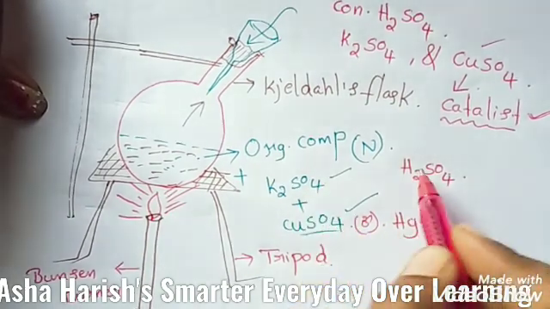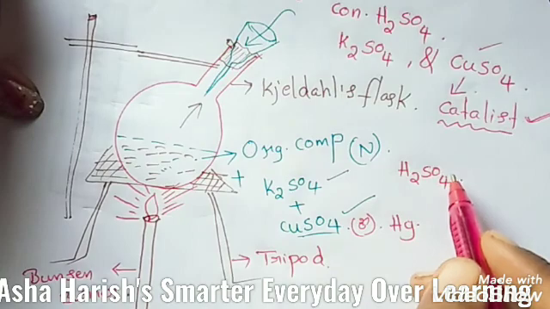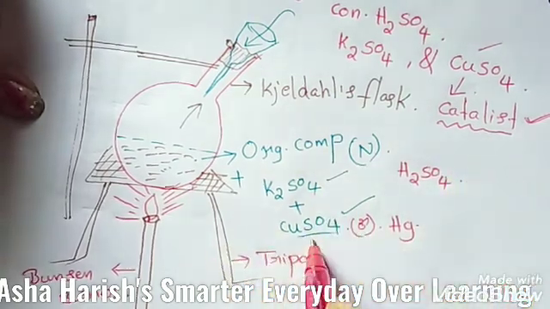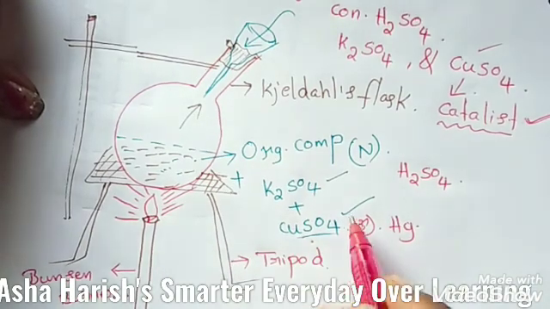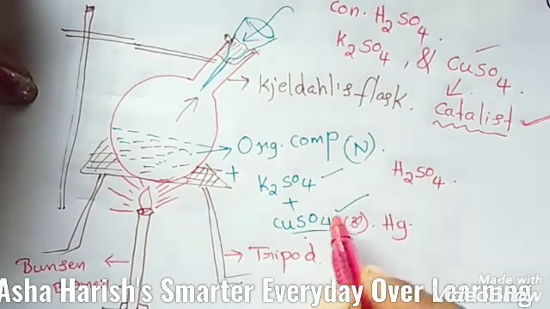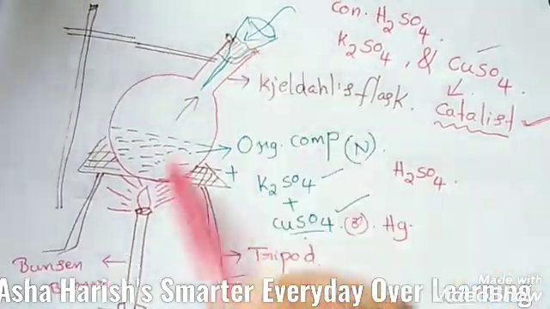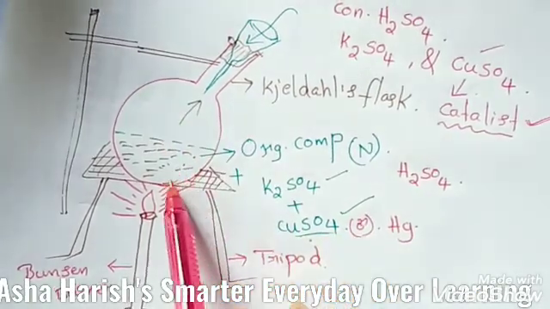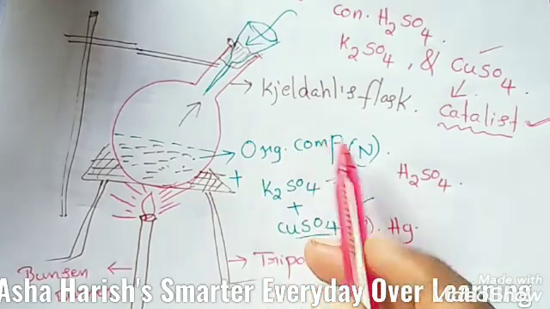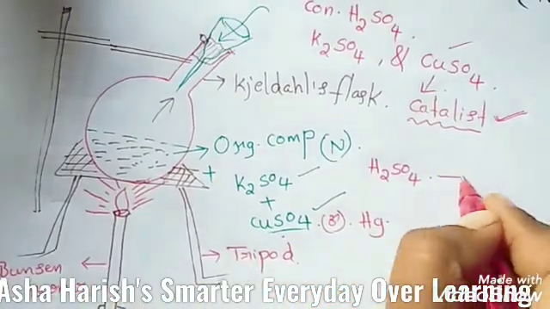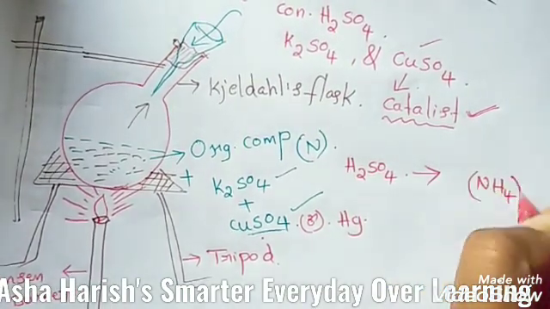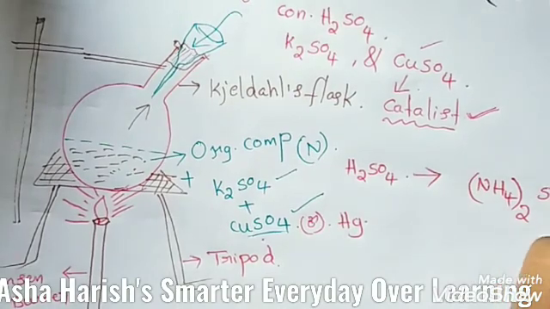Potassium sulfate raises the boiling point of H2SO4 and thus ensures the complete reaction, while copper sulfate or mercury catalyzes the reaction. Here CuSO4 is acting as a catalyst. As a result of digestion, or the heating process, the nitrogen present in this organic compound is quantitatively converted into ammonium sulfate, (NH4)2SO4.